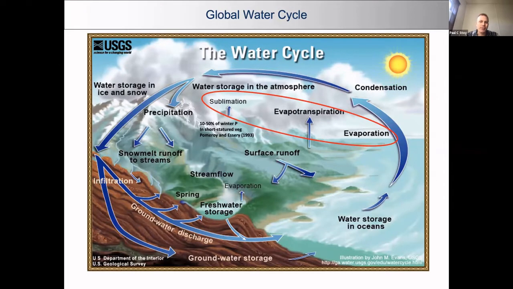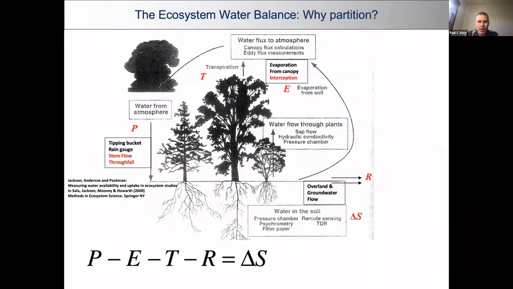So we have evaporation from water bodies, what we often call evapotranspiration, still a type of evaporation, from terrestrial surfaces, and then also sublimation, which tends to be a little bit excluded, but can be up to 50% of wintertime precipitation, especially in wintry and very windy, short-statured vegetation sites. There's so much still to learn about our changing water cycle, and we still have a lot to learn about the processes that control these fluxes.